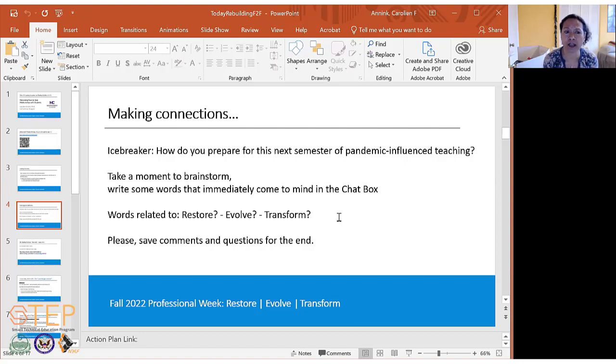This is a strategy that I always use in my teaching, to have participants make connections between the new information that I'm going to share and the experiences they already have in that area, because that's how we learn. We learn by making connections to existing knowledge. So please write down a couple of words that come to your mind, one word, when you think about that time while you're preparing for seeing the students face to face again.